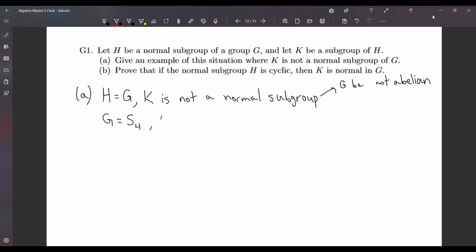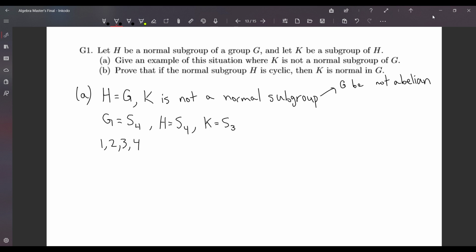We're going to let H be S4 as well. Then for a non-normal subgroup, we can pick the permutation group on 3 symbols. Let's say we're defining this in such a way that the elements of S4 are acting on 1, 2, 3, and 4. Then K would be the subgroup of elements which fix the element 4.